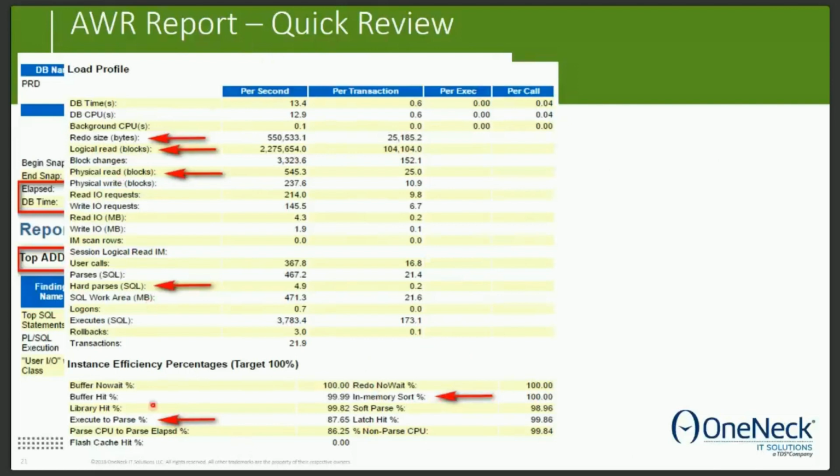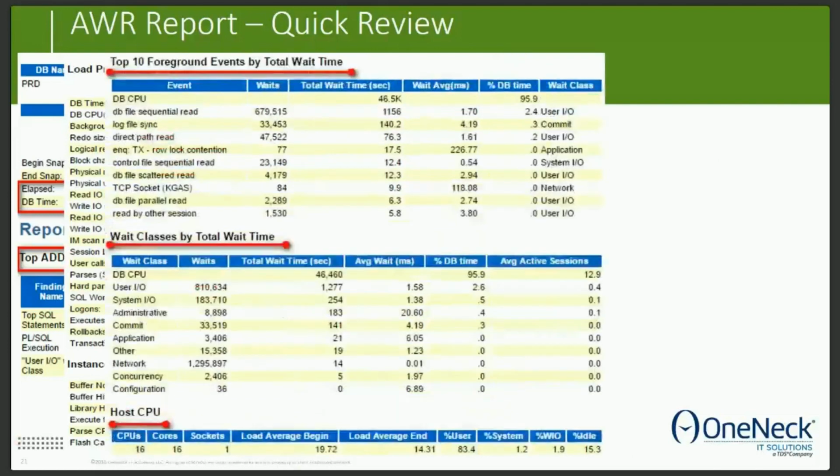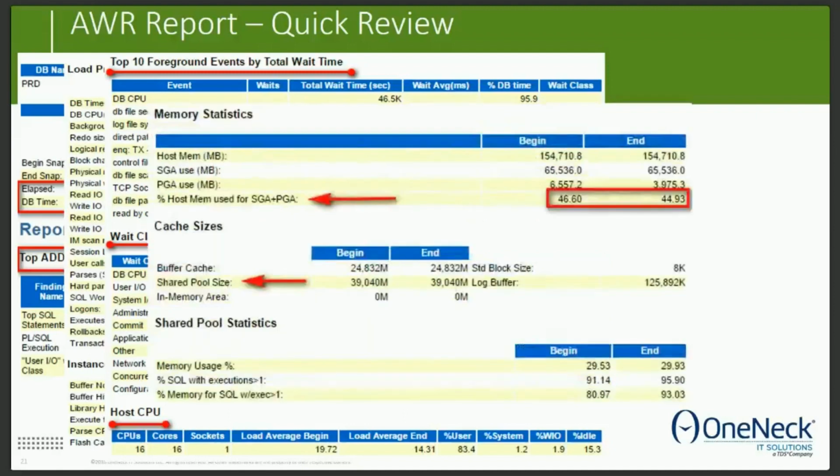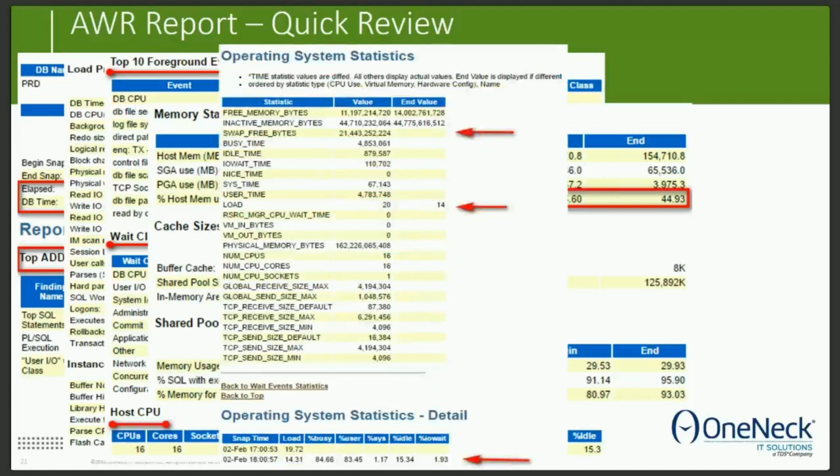So these are some of the areas you need to be paying attention to, and the foreground wait events and the wait time. If it is waiting on DB CPU, that is fine. It's CPU, that's a good thing. But user I/O, system I/O, those waits you need to look at. Memory statistics: how big is your SGA plus PGA? Am I causing any swapping in the system? Those things you need to look into. The swapping, the wait time and things like that.